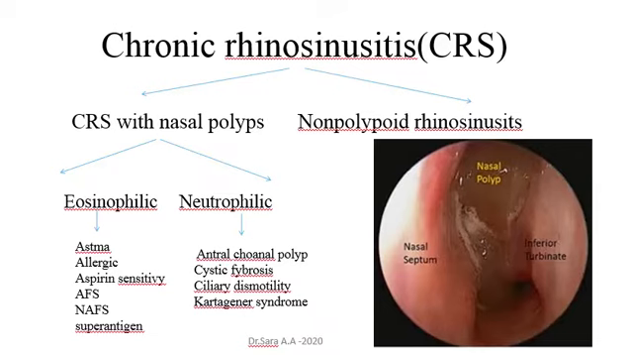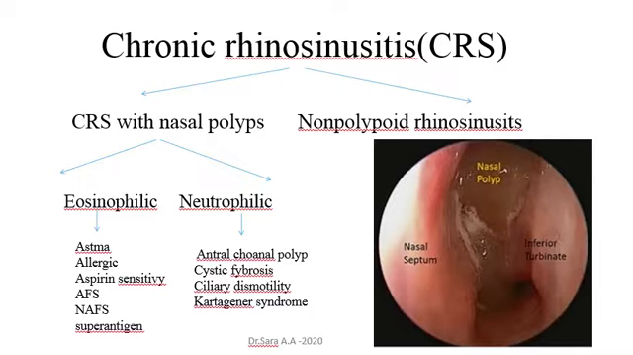In the Western world, they accept this classification: chronic rhinosinusitis is divided into chronic rhinosinusitis with nasal polyps and non-polypoid rhinosinusitis. In that endoscopic view, we can see the nasal septum, the inferior turbinate, which is the floor of the nasal cavity, and very importantly, the nasal polyp. This is an example view of chronic sinusitis with nasal polyps.